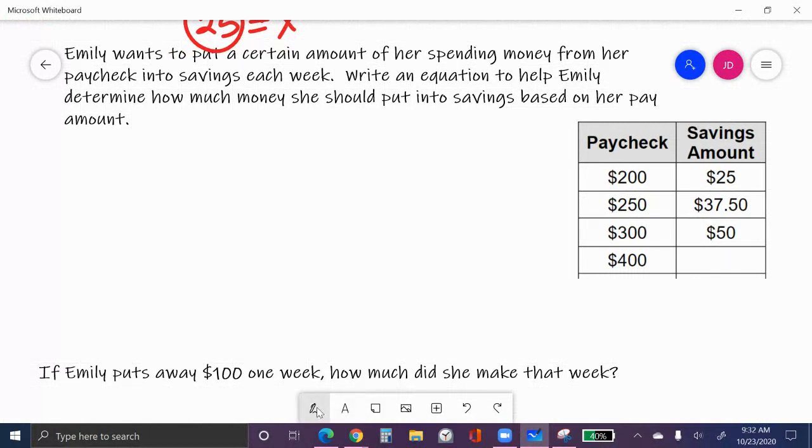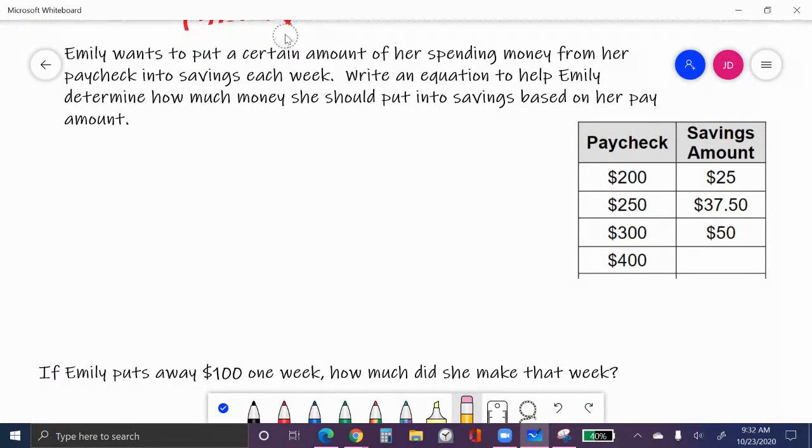Let me erase some stuff here too. All right. So Emily wants to put a certain amount of her spending money from her paycheck into savings each week. Write an equation to help Emily determine how much she puts into a savings account based on her pay amount. Okay. So we, again, same thing. Find my rise over run. Change in y over change in x.